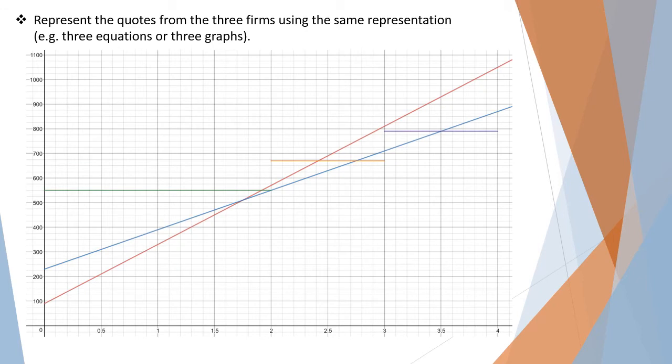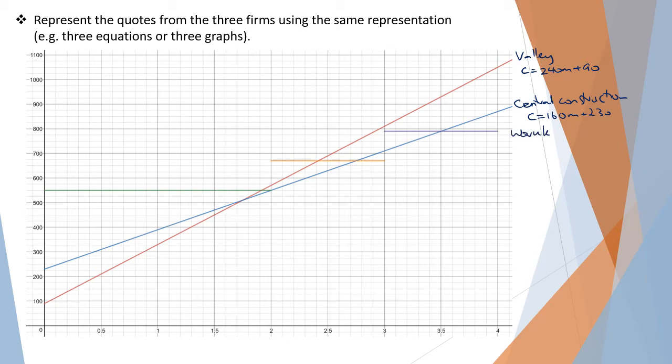Here I've cheated and used Desmos to give me some nice graphs so we can talk about it. Here the blue line is your Central Construction. Remember they had a formula of C equals 160M plus 230. The red line is Valley Concreting, I think it was, and the cost for this is 240M plus 90.